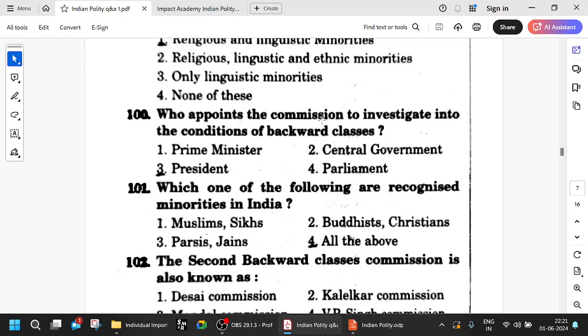So, try to observe who appoints the commission to investigate into the conditions of backward classes. It is the president. Just like he appoints the finance commission or any other commission, it is the president who does all this, calling the sessions and all these things. Appointing commissions, everything is done in the name of the president.